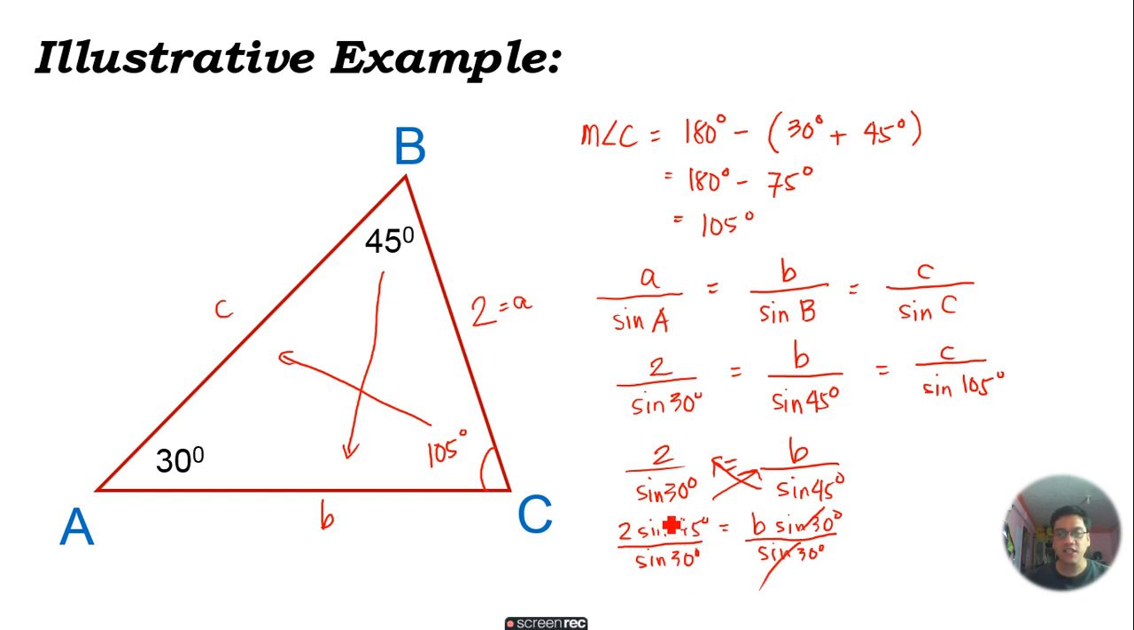We just input these values in our calculator so that we can get the value of B. So, input 2 sine 45 degrees over sine 30 degrees, and then round off our answers to 2 decimal places. Our answer here is 2.83. So the value of B here now is 2.83.